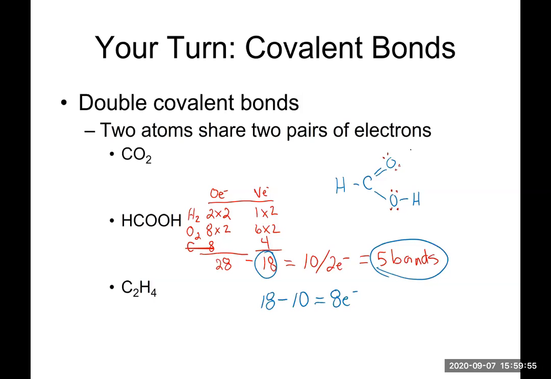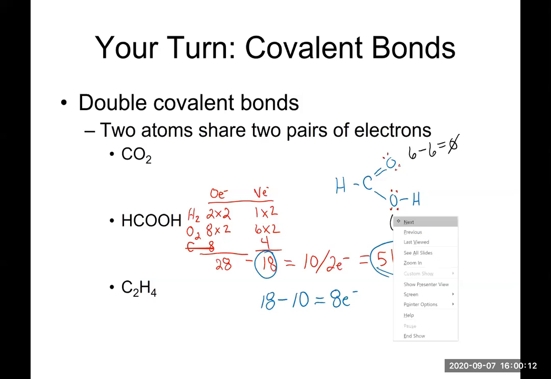So oxygen has a valence of 6, and there are 6 electrons in direct contact with it, so that gives us a formal charge of 0. This other oxygen, valence of 6 again, 2, 4, 5, 6 electrons in direct contact with it, so that gives us a 0.